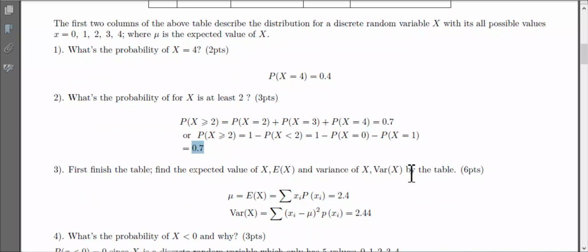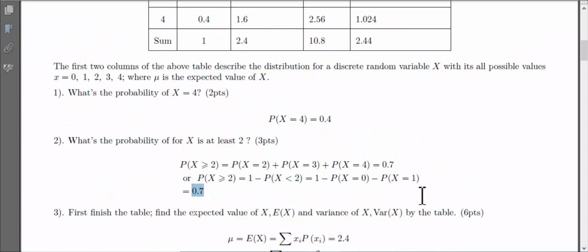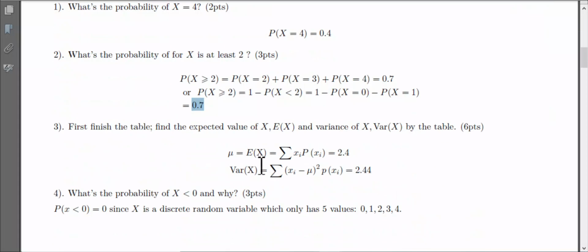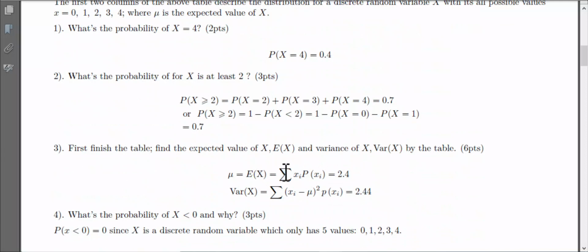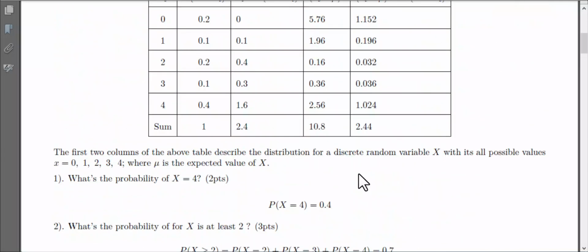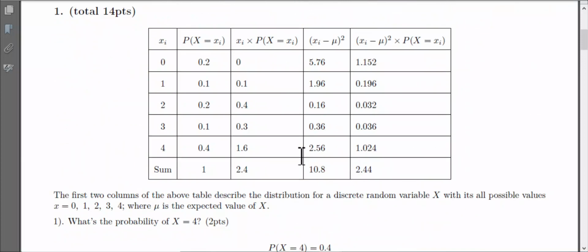Okay, how to find the mean and the variance of X? Remember, the formula for the mean is little x times the probability for capital X to be little x, and then add all of them together. This summation is a little confusing at the very beginning, so we could use this table to understand what's really going on.